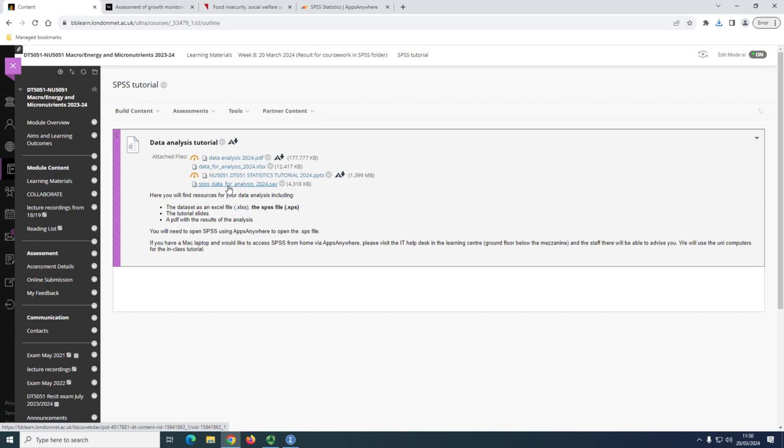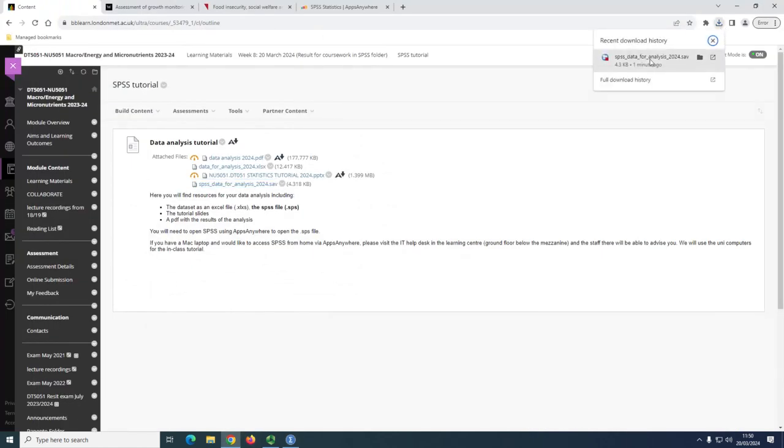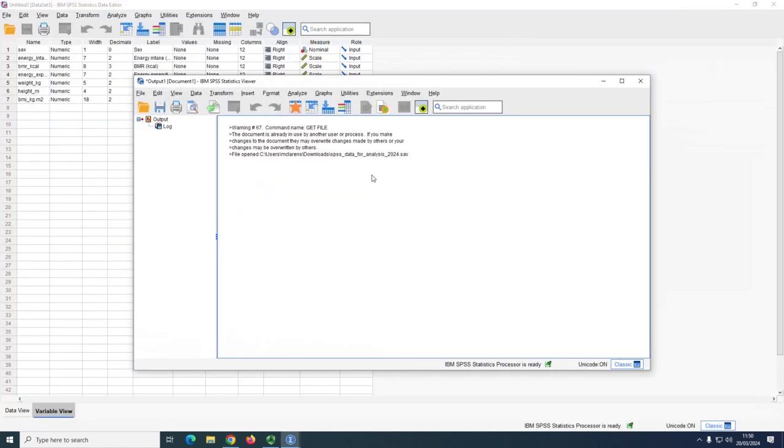Fantastic. You need to open WebLearn. Go to your module. Alright, so as a reminder, what is the purpose of our coursework reports? To test the hypothesis. What is the hypothesis? Whether the student's energy intake is different to energy expenditure.